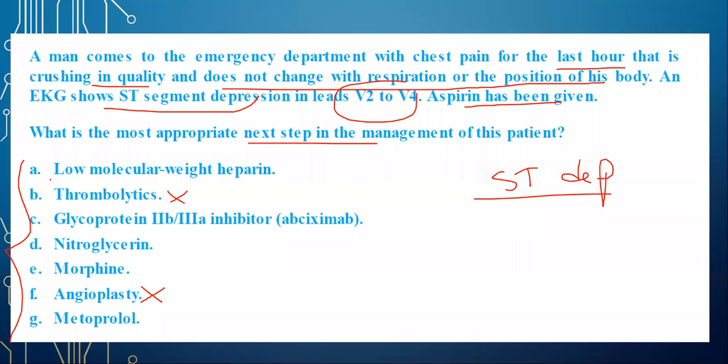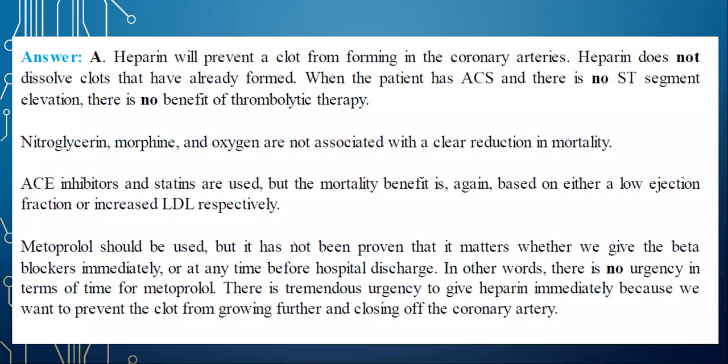What's the most important step in either unstable angina or non-ST elevated AMI? Starting the patient on low molecular weight heparin, because it can prevent formation of further clot in the coronary artery. It cannot dissolve the clot that has already formed. Unstable angina or non-ST elevated MI still have some part of the lumen left to be blocked. If you don't give low molecular weight heparin, there is a likely chance that small lumen will be blocked and this non-ST elevated MI will turn into an ST elevated MI even after a few hours. So giving the heparin, which will prevent further clot formation, is the most important step in a patient who presents with unstable angina or non-ST elevated MI.